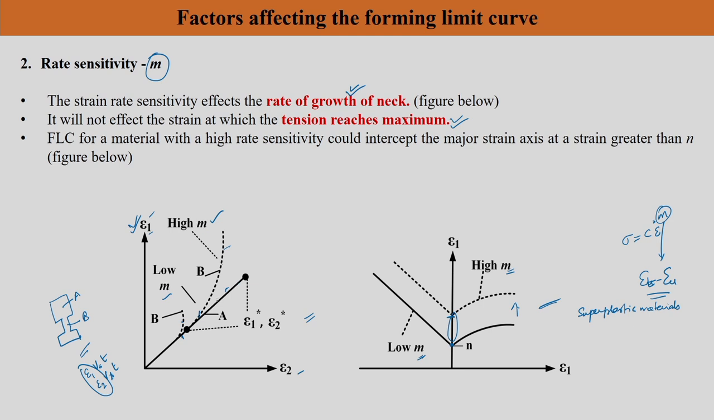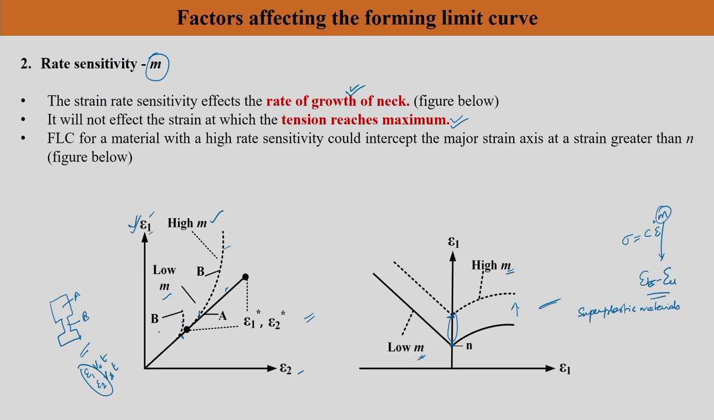So the evolution of A and B is going to remain the same. The only difference is in the lower M value. Yes, the unstable growth happens a little bit early, which indicates that its overall formability is going to be lower because it has a lower M value. You will see that the saturation happens a little early, whereas in the case of higher M value, the saturation happens a little late, and then there will be unstable growth. Okay. So that's what is going to happen in A and B region with respect to M.